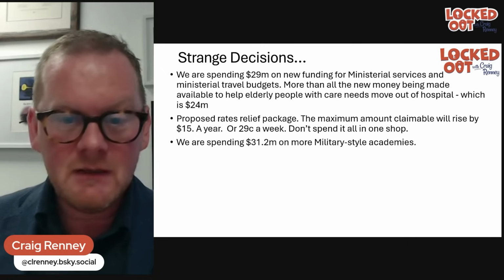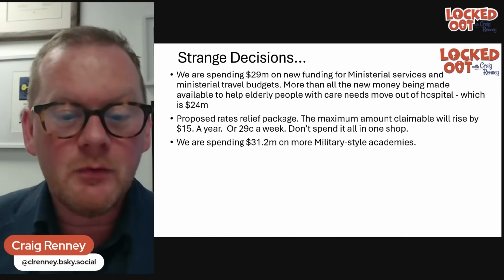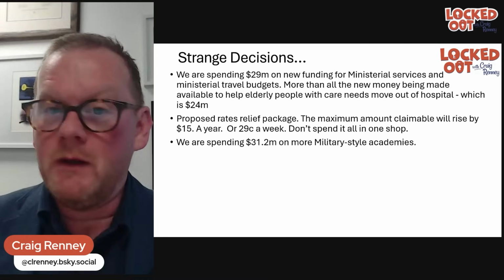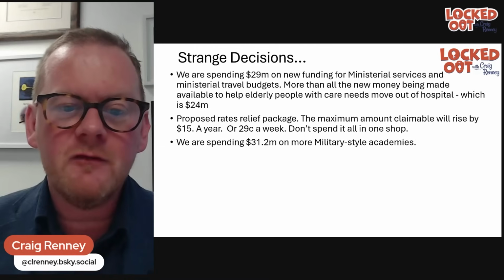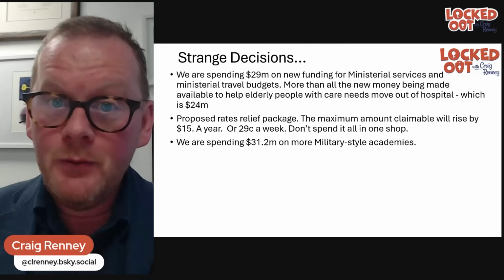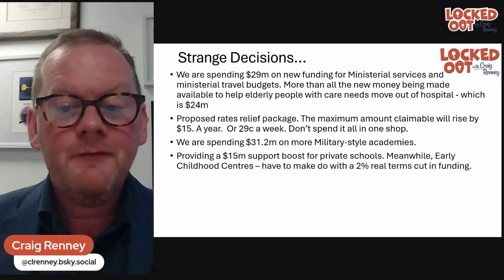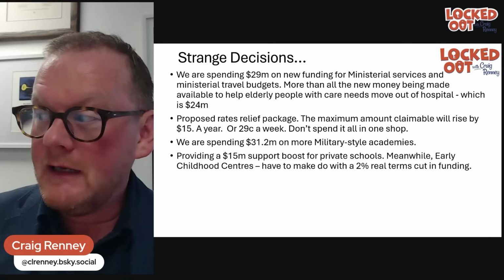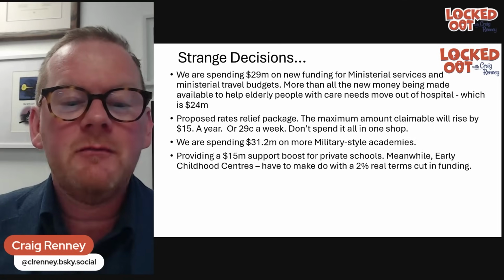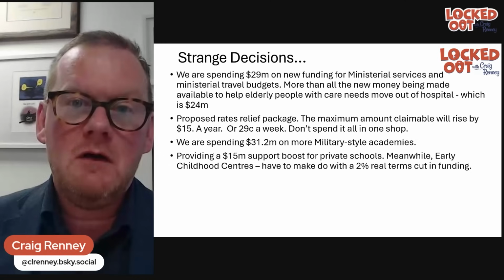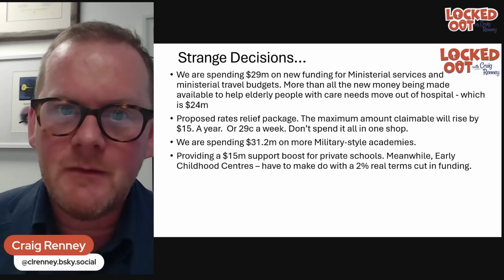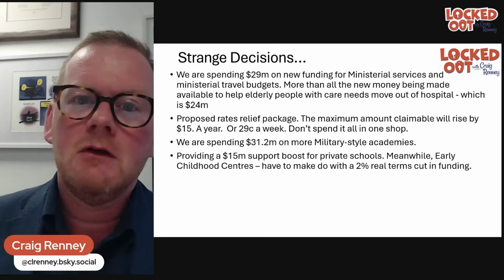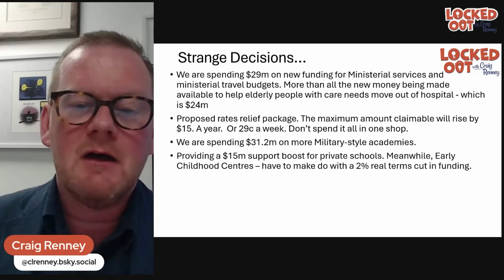Now, we're also spending, helpfully at this budget, an extra $31.2 million on more military-style academies, known as boot camps, despite all the evidence, including conclusive evidence from government, that they don't work. And if a boot camp doesn't work for you, the government's providing $15 million to support new private schools. Meanwhile, ECE centres, early childhood centres, have to make do with a 2% real terms cut to their budget. And that's because the Family Boost programme was doing so well, wasn't it? All 249 people who so far have been able to claim the maximum amount.